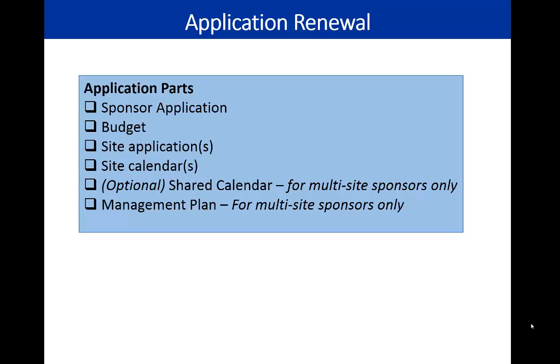For single site sponsors, there are 4 parts of the application: the sponsor application, the budget, the site application, and the site calendar. For multiple site sponsors, you'll do a site application and calendar for each site that participates. You'll also do a management plan, and you have the option of using the shared calendar.